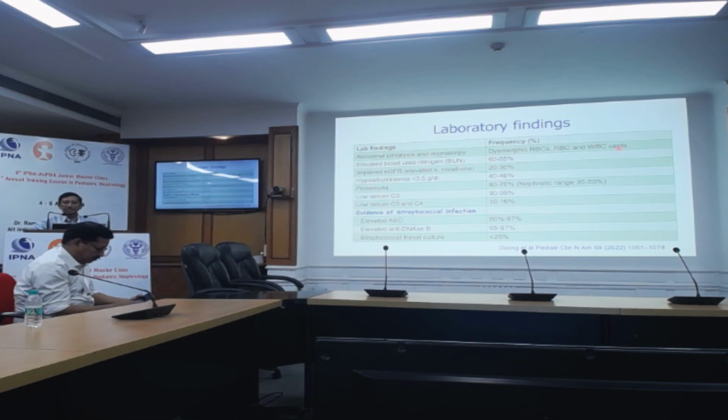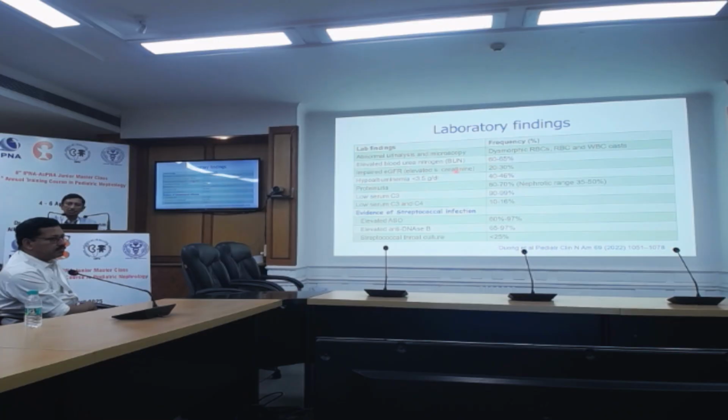Occasionally, there are WBC casts and presence of WBCs as well. This does not mean that these patients have UTI. The patients may have elevated blood urea nitrogen, but the creatinine levels are not as high. The albumin levels could be low in up to 40 to 46% of the patients. Although proteinuria is seen in 60 to 70% of the patients, a nephrotic range is seen in fewer patients.